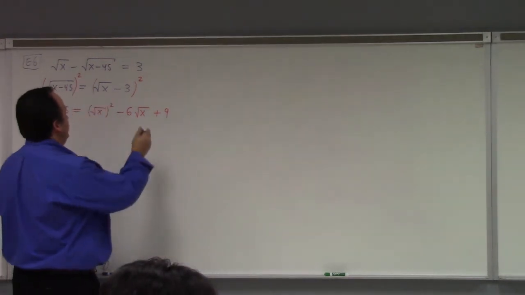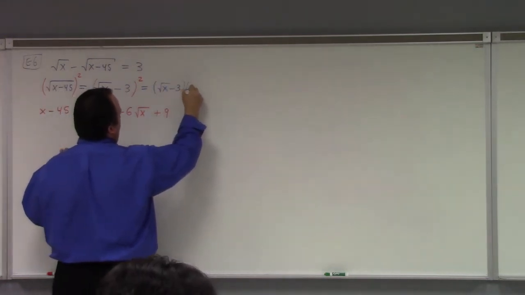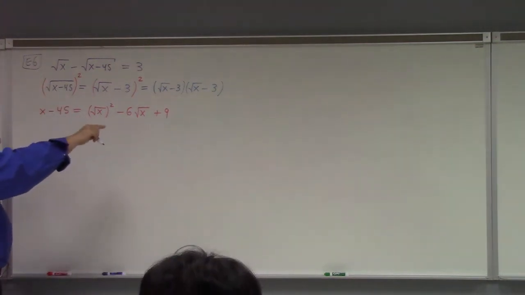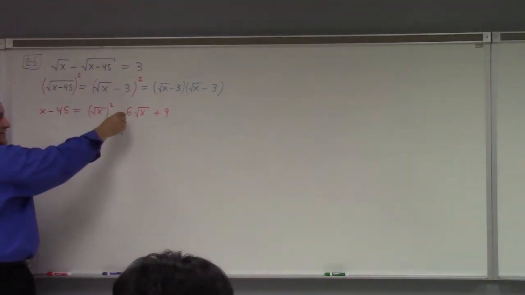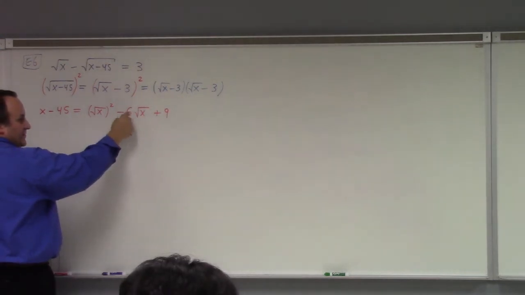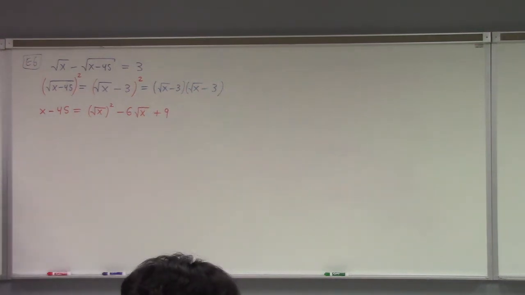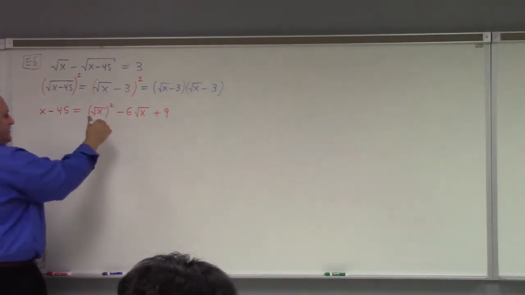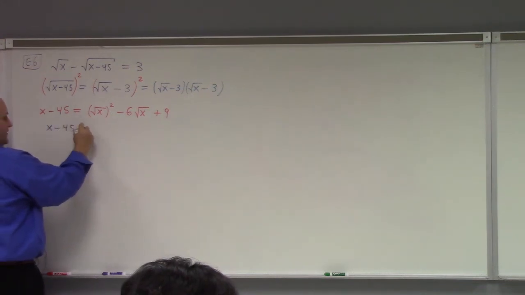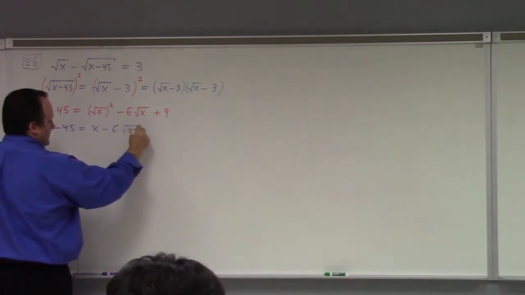So what's going on here? Remember what this means. When you multiply that out, you have the square root of x squared. You have 2 copies of minus 3 root x, which gives you minus 6 root x, and then 3 times 3 is 9. Of course, this simplifies a bit. So what we really have here is x minus 45 equals x minus 6 square root of x plus 9.